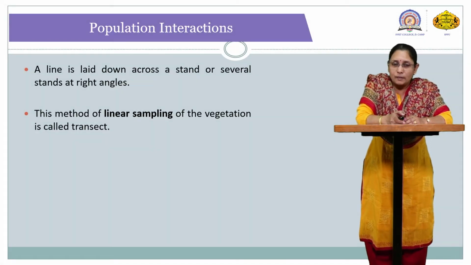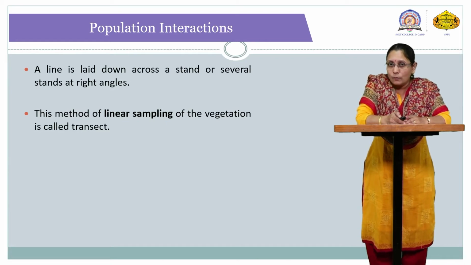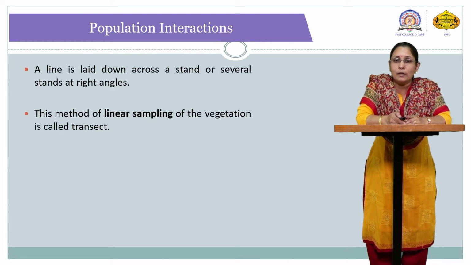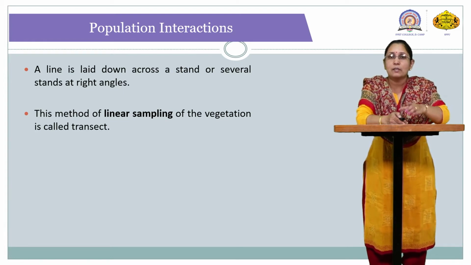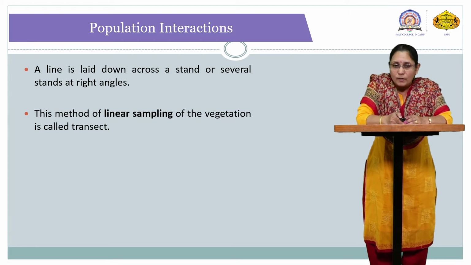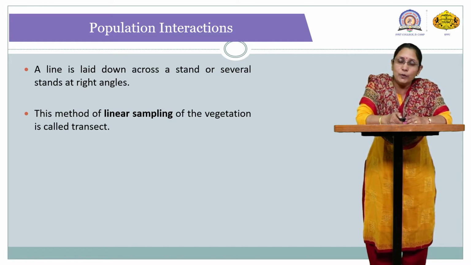In the transect method, a line is laid down across a strand or several strands at right angles. So simply, at right angles, some lines will be made. This method is called a linear sampling method. This is one of the linear sampling methods of vegetation, and we call it the transect method.